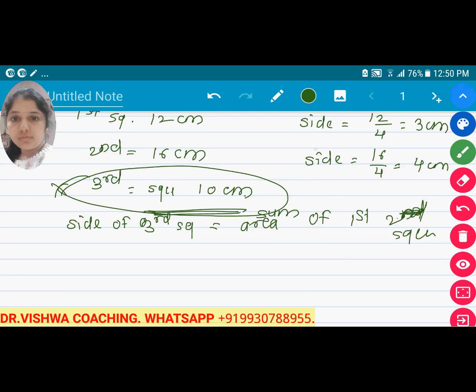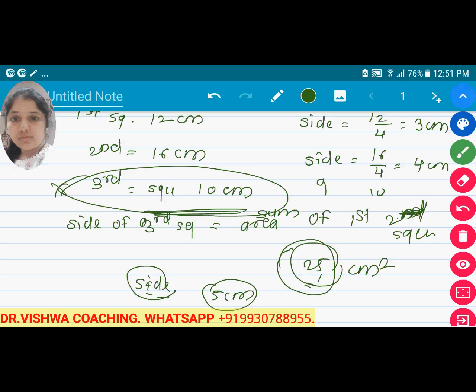So for the first square the area is side square, which is 9, and for the second square it is 16, and their addition is 25. Now this is the side of the square whose area is 25 centimeter square. So side is, something is wrong here in this question, because side is 5 centimeter under root, because area is equal to side square.